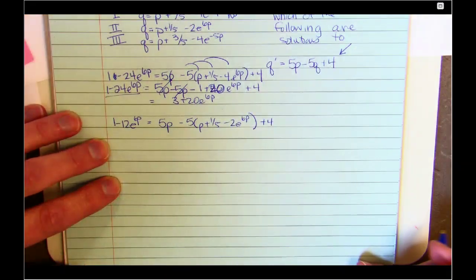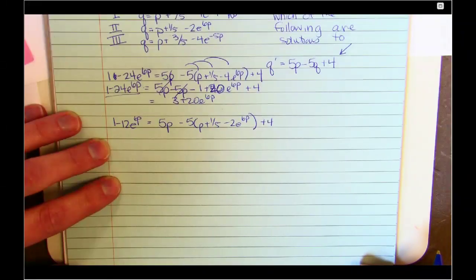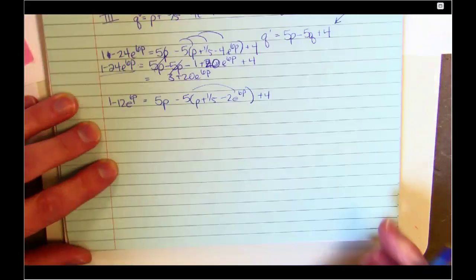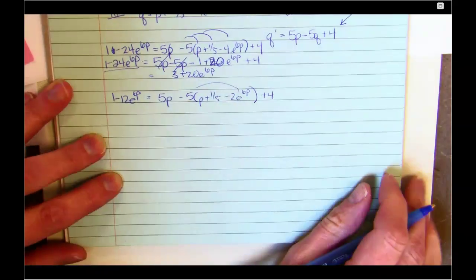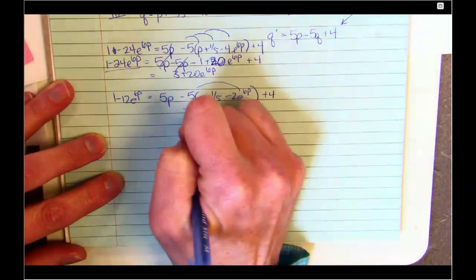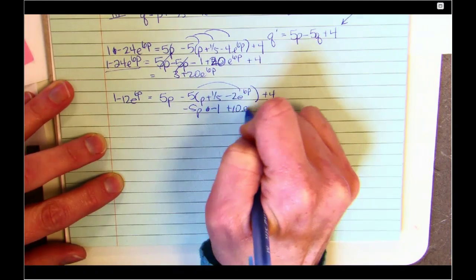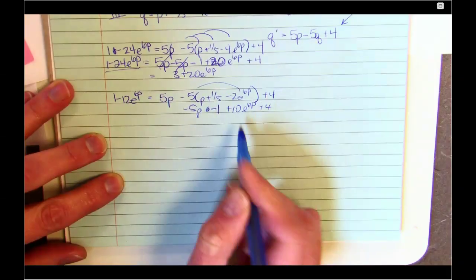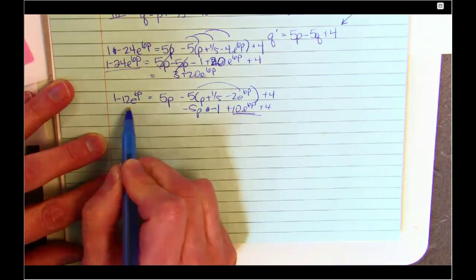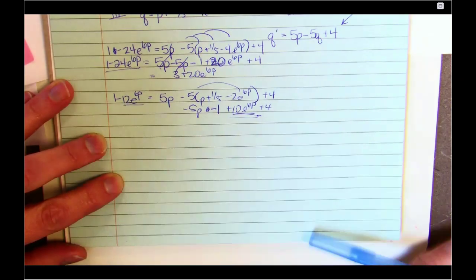So there's no plus one. Yep, 5 times 2 is 10. So this is also a no. Okay, and then try the last one. We get 5p minus 5p minus 1 plus 10 e to the 6p plus 4. As long as you can get here and write it like that, this is not equal.